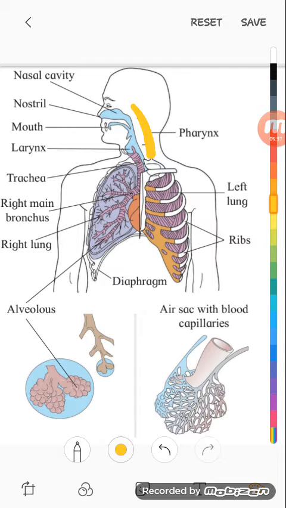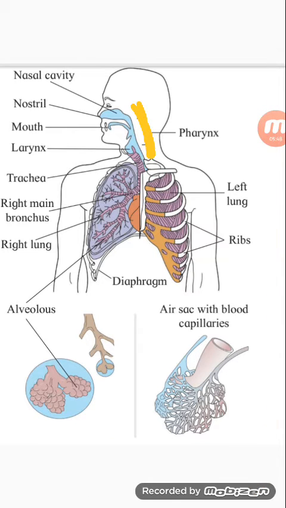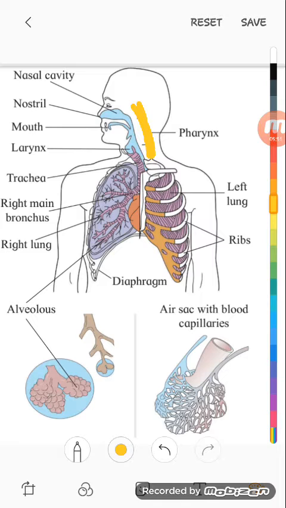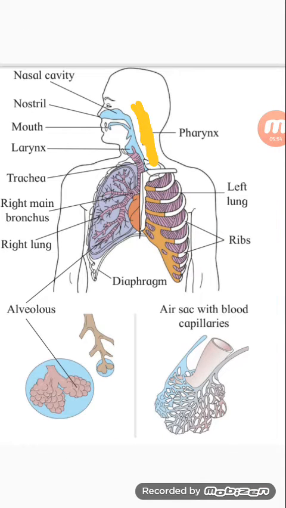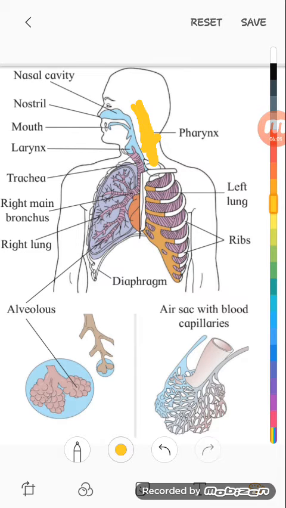Now when the air enters the larynx, there is an opening called glottis. From pharynx, air enters into the larynx through an opening called glottis. This glottis is guarded by a flap called epiglottis. It prevents the entry of food particles into the respiratory passage.